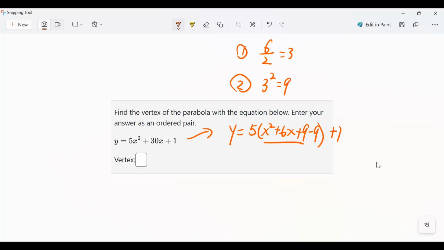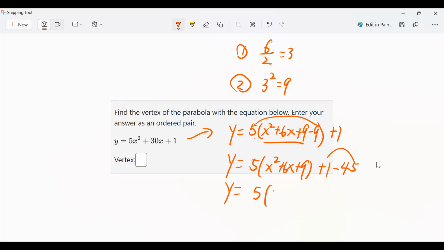Then the first 3 terms are a perfect square, so we move this outside. So y equals 5 times (x squared plus 6x plus 9), adding 1, subtract 45, since 5 times 9 is 45. And 1 minus 45 is minus 44. So 5 times (x plus 3) squared minus 44.